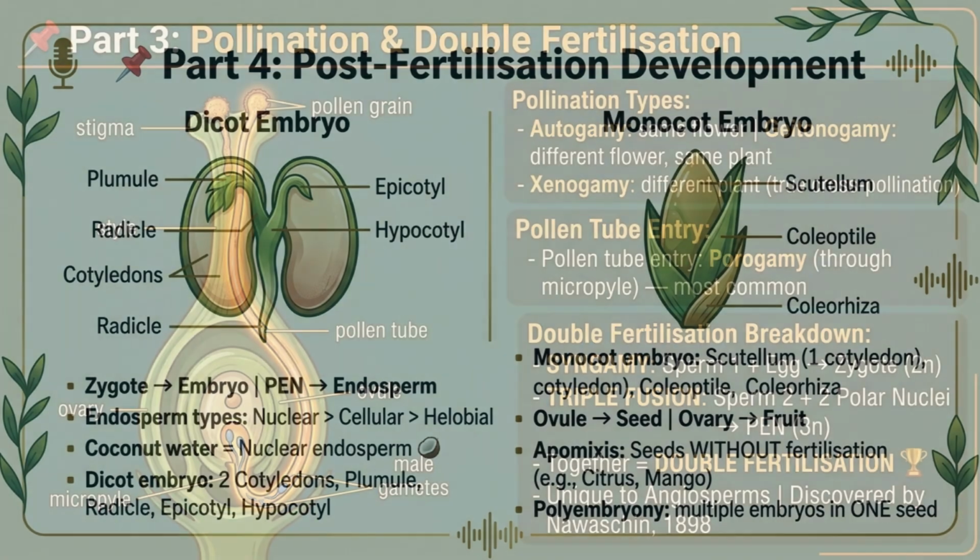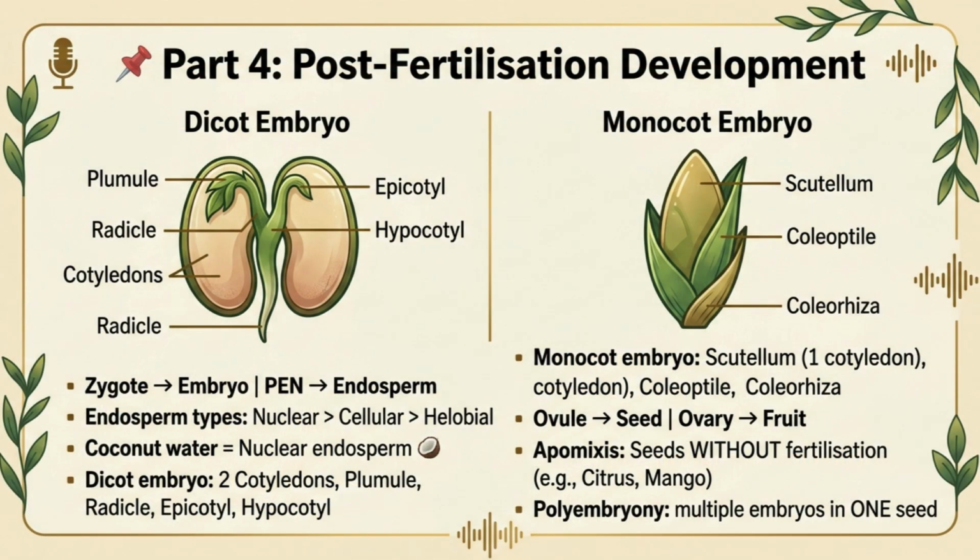Guaranteed. After double fertilization, development begins. The zygote divides to eventually form the embryo. The primary endosperm nucleus divides to form the endosperm, the food store that nourishes the growing embryo. Endosperm develops in 3 ways. Nuclear type, where the nucleus divides many times before wall formation, is the most common. Cellular type forms walls immediately. Helobial is intermediate and found in monocots. Here's your coconut fact. The liquid inside a tender coconut, that's nuclear endosperm. The solid white flesh is cellular endosperm.